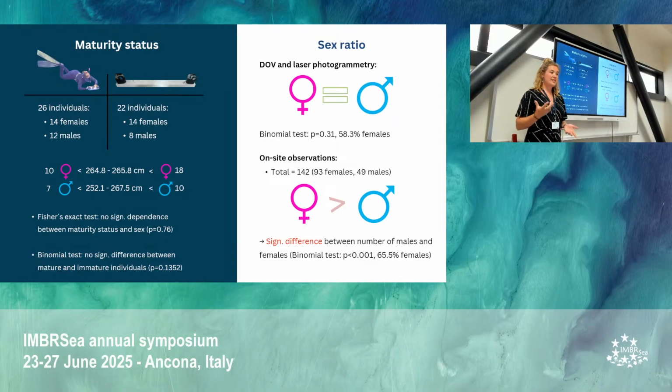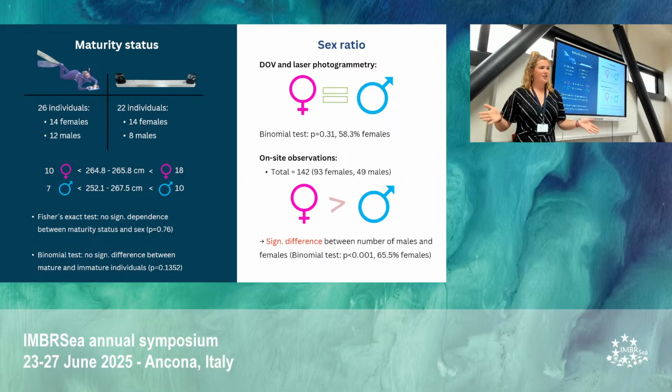Now, for the maturity status, I used published size at maturity data, and I classified all the individuals below this threshold as immature and above this threshold as mature. And I excluded all the individuals that fell within a 50 to 95% confidence interval to not bias my results. I was left with 45 individuals, but I couldn't find a significant difference between the number of mature and immature individuals, and also no effect of the sex on the maturity status of an individual.